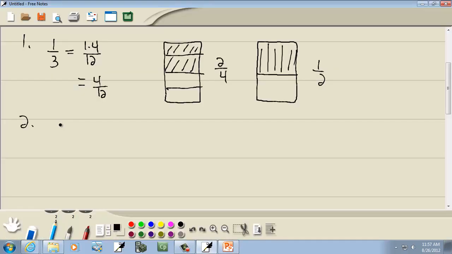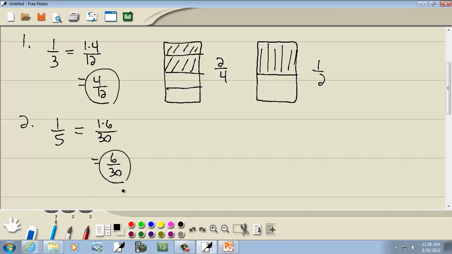So let's take a look at 1/5, and we want to write it with a new denominator. Now, again, you have to look at your old one and ask yourself, what did you multiply by to get the new denominator? Well, we multiplied this by 6. We have to multiply the top part by 6. And 1 times 6 is 6, so we got 6/30. And that would be our answer.